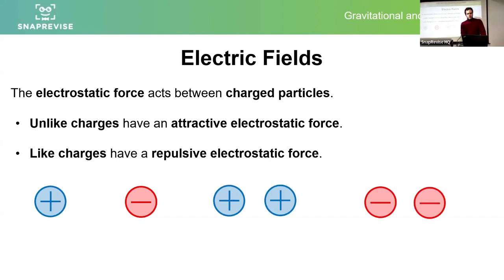I'm sure you know this already, but like charges repel, unlike charges attract. So two positives, they're going to force each other apart. Two negatives, similar story. But what can I say? Opposites attract.